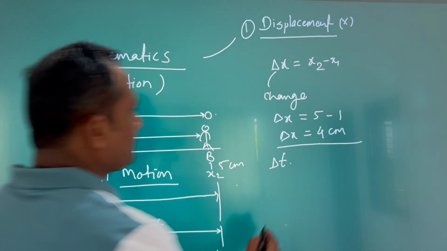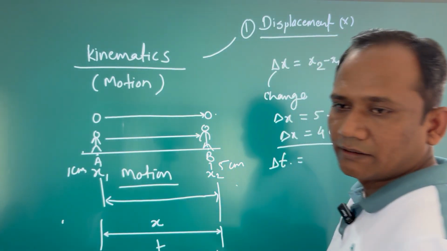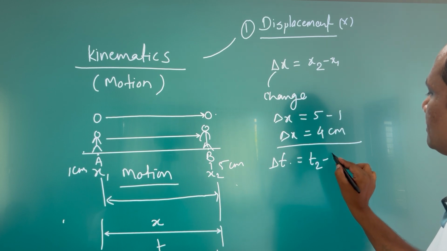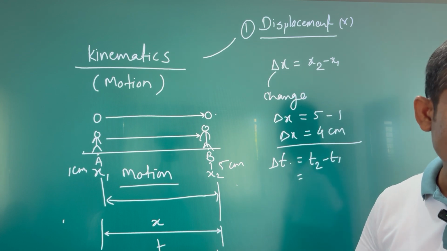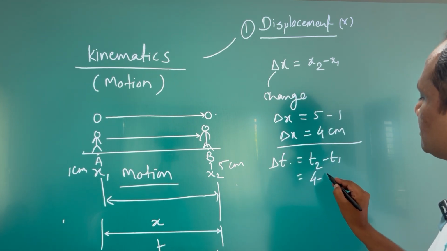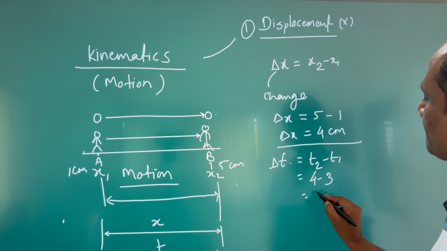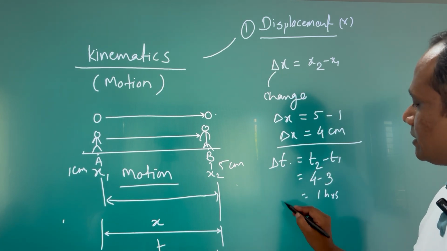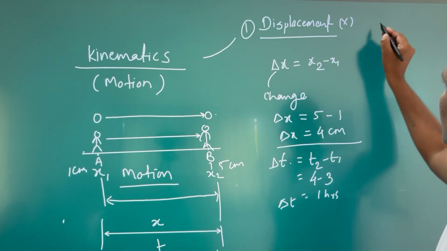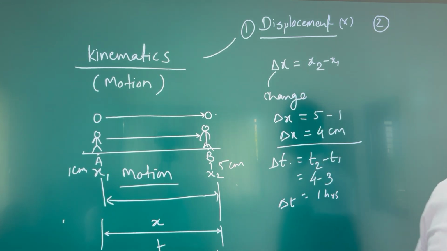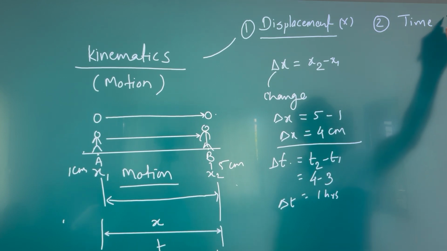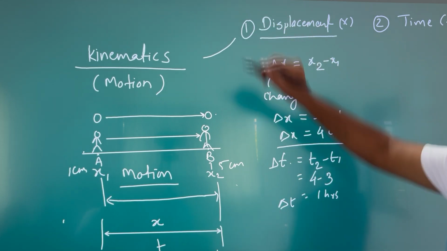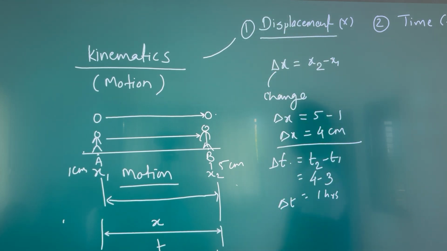This is T2 minus T1. Here we will calculate T2 minus T1. Then how much time is needed to travel from point A to point B? 1 hour means 4 minus 3. It took 1 hour. Therefore, this is time. The second most important physical quantity in kinematics is time, and this is denoted by small t. The first most important is the displacement. Second most important is the time.